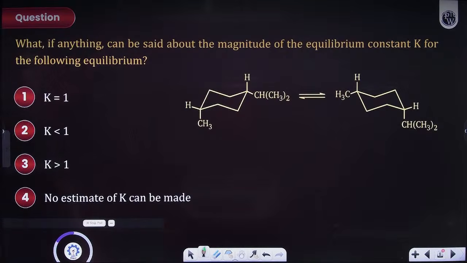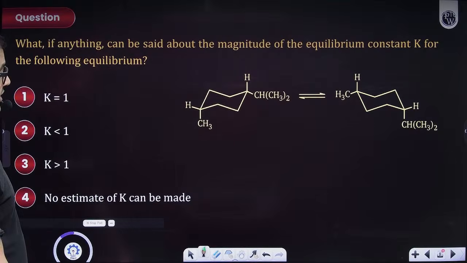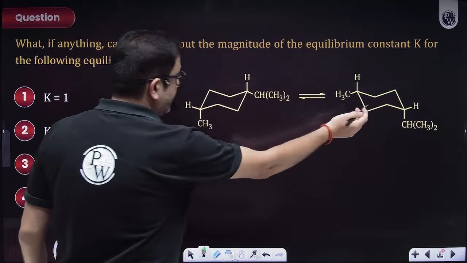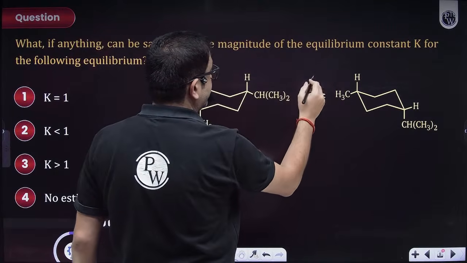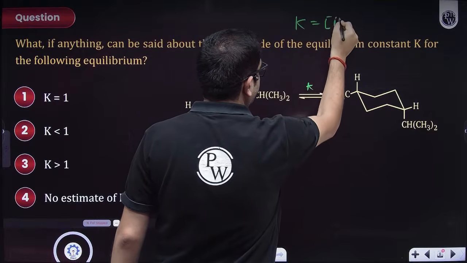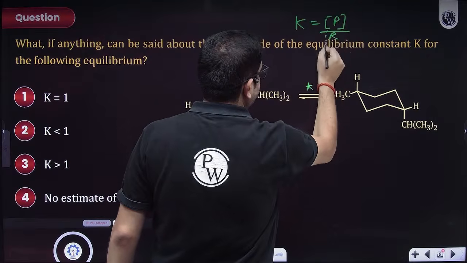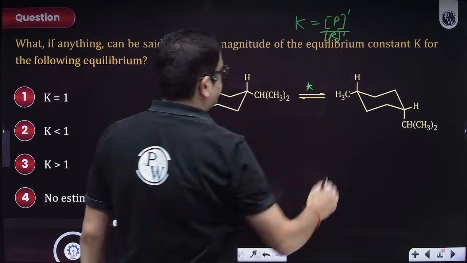Chalo. What, if anything, can be said about the magnitude of the equilibrium constant K? Let's say this is an equilibrium and has an equilibrium constant K. The equilibrium constant can always be written as the concentration of product upon the concentration of reactant. Here the product is also 1 stoichiometrically, so this is 1, 1.